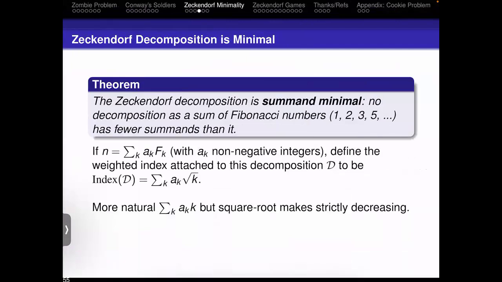I will just say that there is a monovariant that you can associate. And we'll just focus on the Fibonacci case. If I have some decomposition, let's say I have a_k copies of the kth Fibonacci, I can define what I'll call the index to be the sum of the copies times the square root of k. It's more natural not to take the square root of k, but just to do k. If I do k, it's not a strictly decreasing sequence. If I do square root of k, it's strictly decreasing, and it makes the arguments a little bit easier.